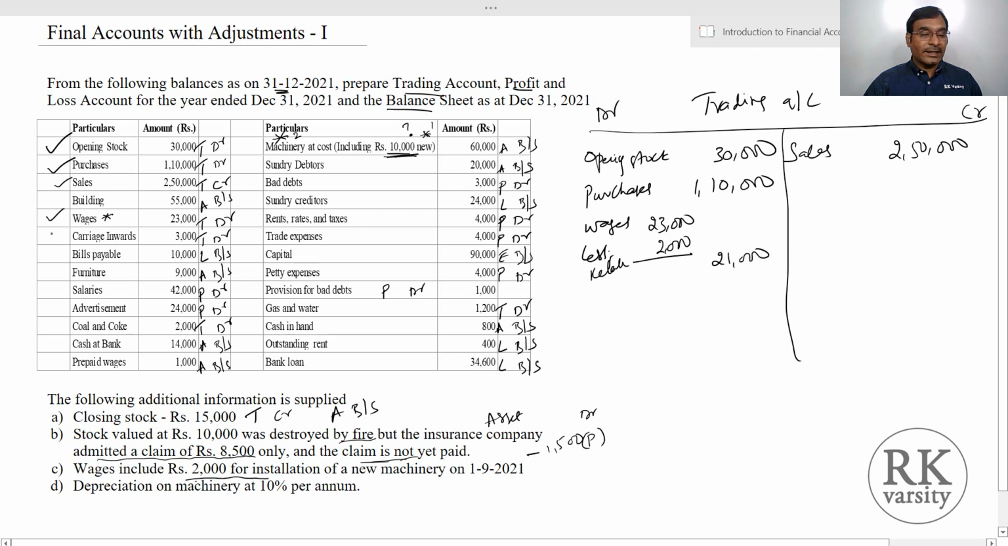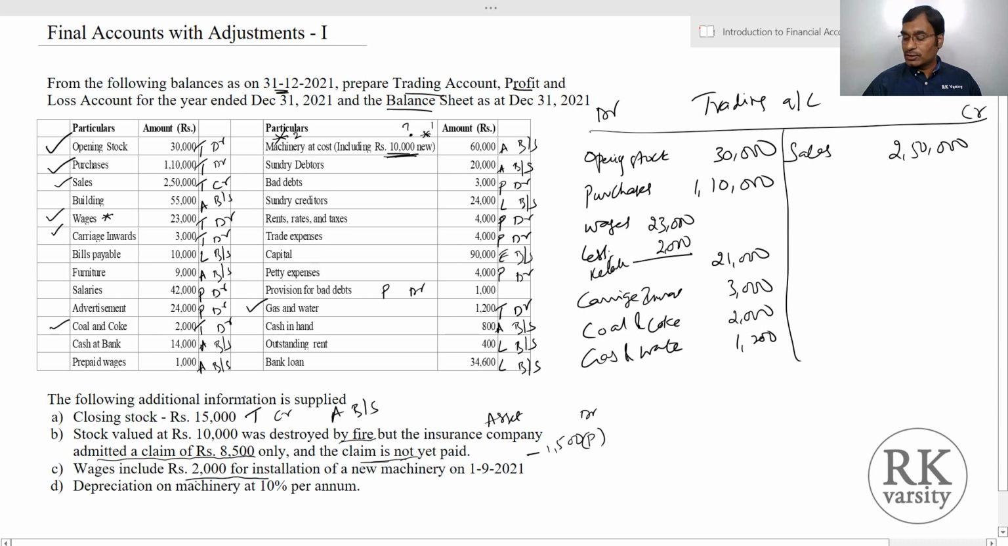Now this has been done. Then your carriage inwards 3,000. So this is on bills payable. And look at the trading account, coal and coke 2,000. This is done. And any other accounts in the trading account, yeah, gas and water 1,200. So this is also done. And any items in the trading account, no. Then you have a closing stock. How much? 15,000.